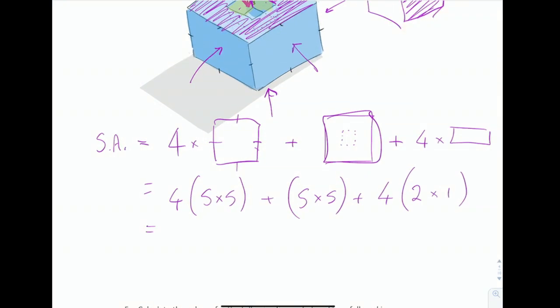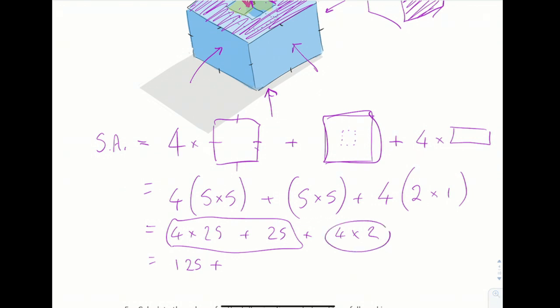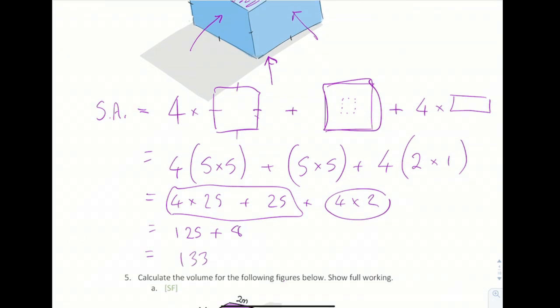Now I just calculate everything through. So 4 times 25 plus 25 plus 4 times 2. So I basically have 5 times 25. So 25, 50, 75, 100, 125. 125 plus 8. So it should be, I think that. Not too confident.